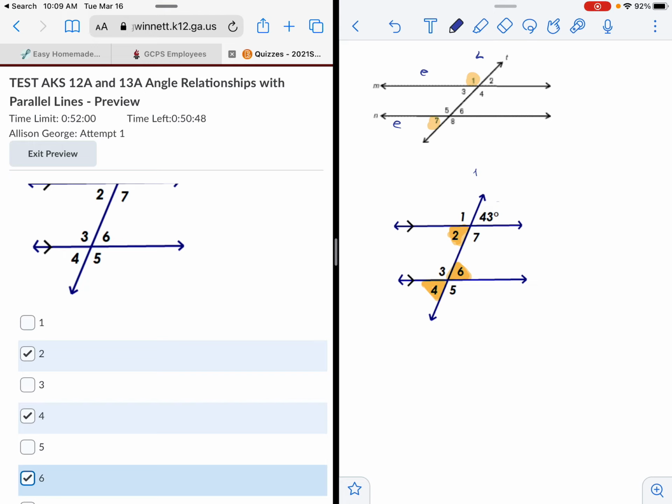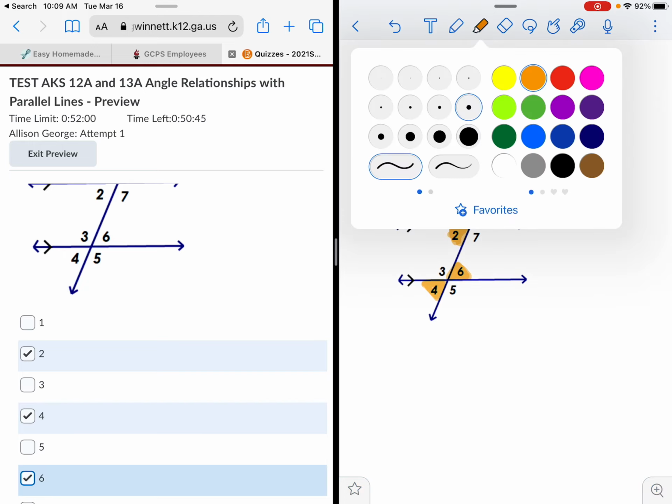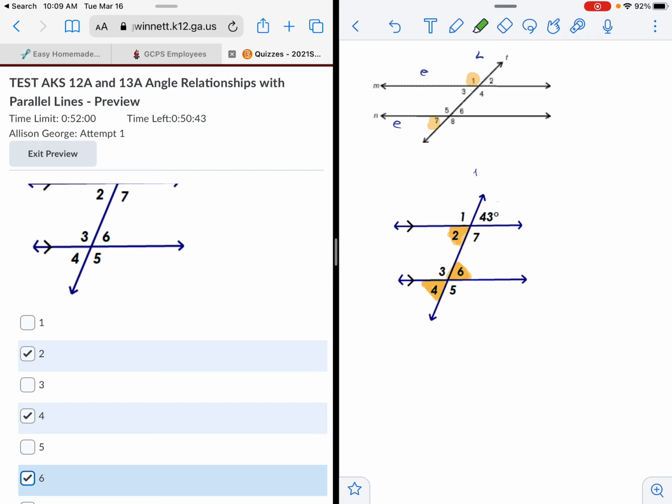So we're just looking for those angle relationships. You could have also used other relationships to find the same answer. For example, the 43 and the 6 are corresponding angles. The 43 and the 4 are alternate exterior angles. So lots of ways that you can match it up. You just use whichever one makes the most sense to you.